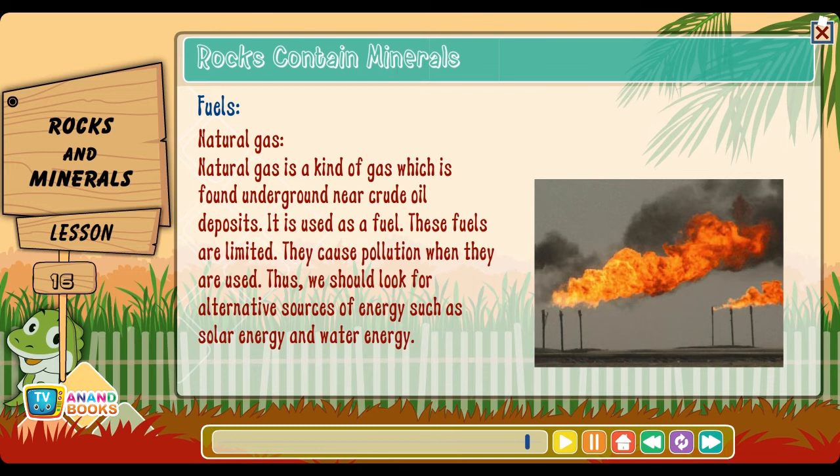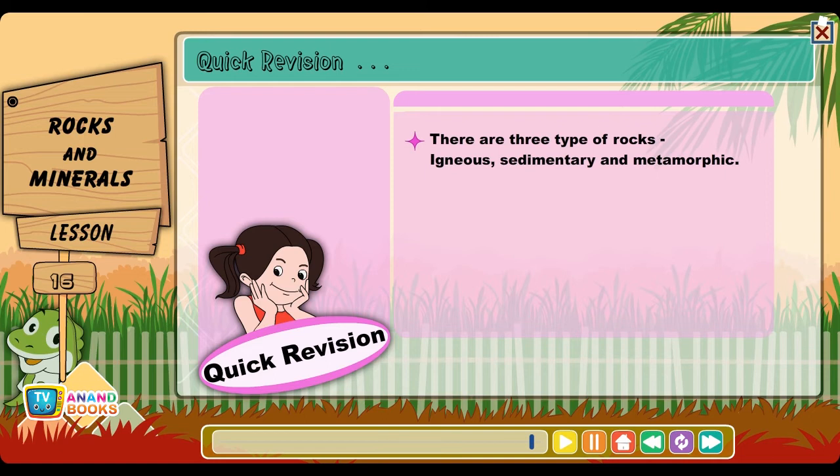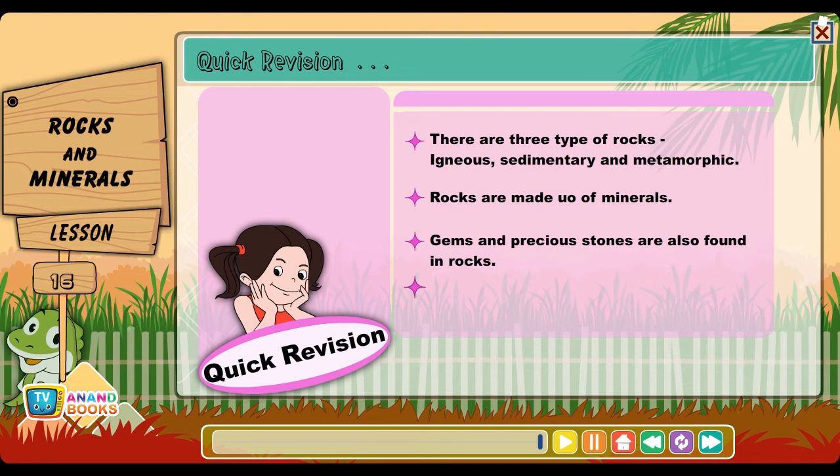Quick revision. There are three types of rocks: igneous, sedimentary and metamorphic. Rocks are made up of minerals. Gems and precious stones are also found in rocks. Coal, crude oil, petroleum and natural gas are fuels.